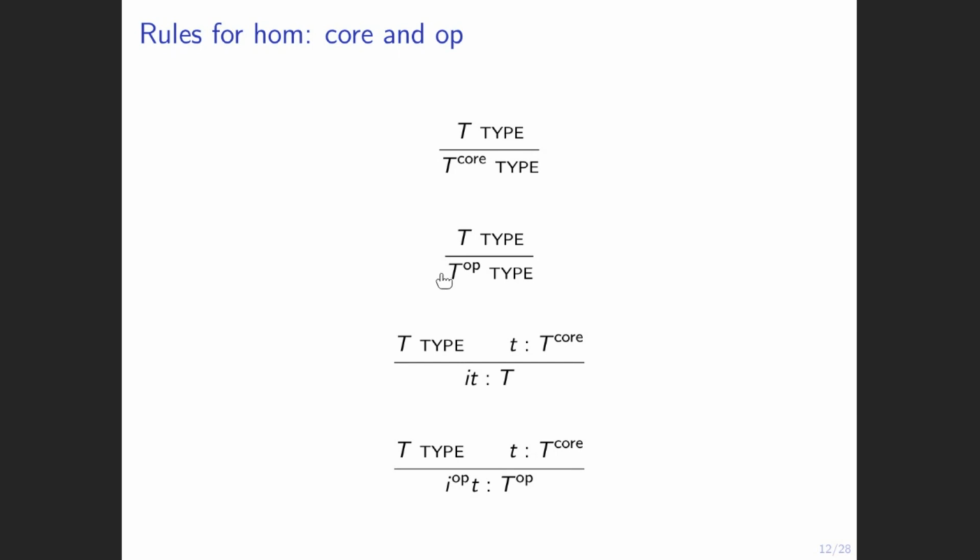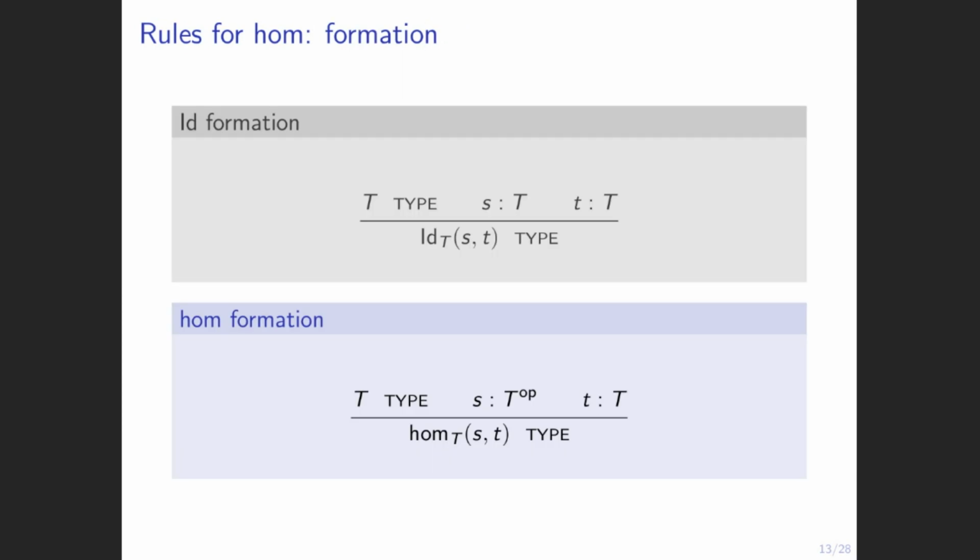And then we'll need to have these kinds of functions that take any term of the core of a type T to some term of T itself. And similarly, there should be a function from the core of T into the opposite of T. So the core of T includes into both T and the opposite of T. Okay, and now with this scaffolding, we can introduce the hom type.